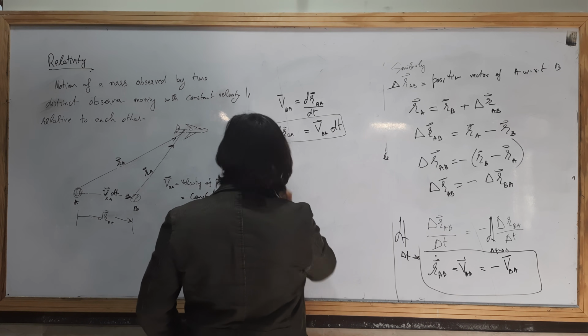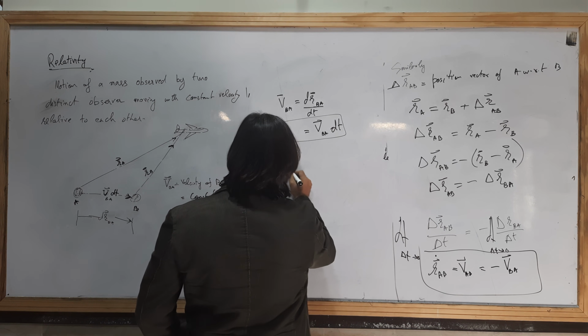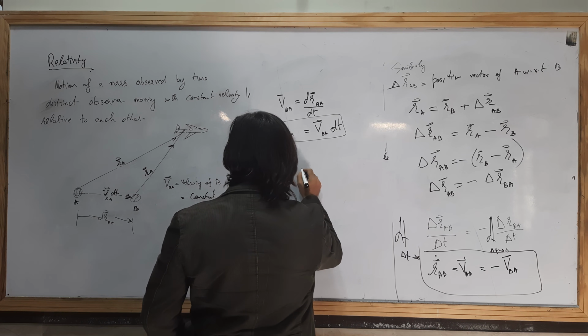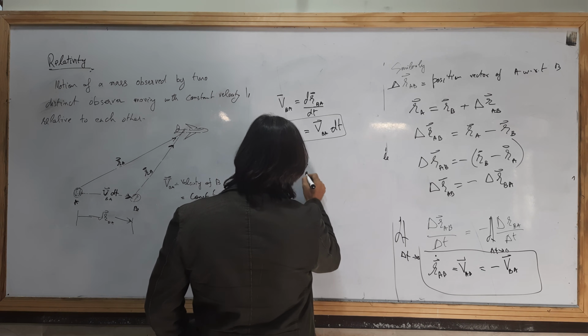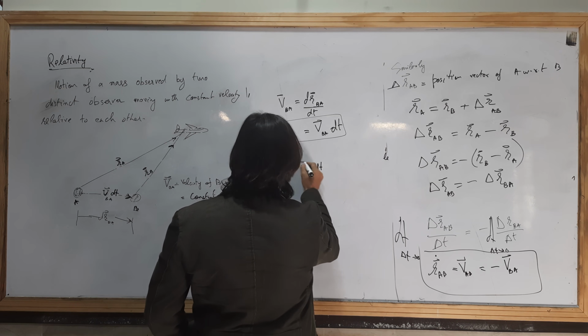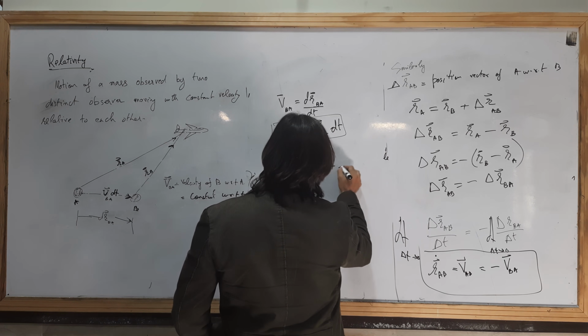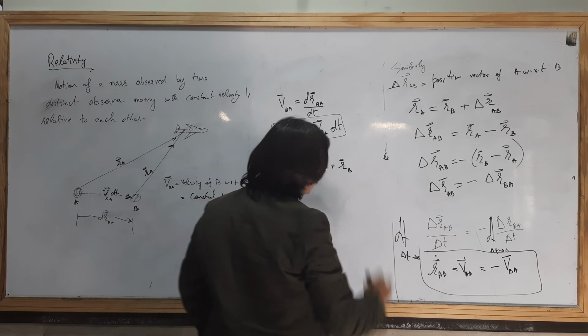Okay? So RA is actually the resultant of VBA dt plus RB.